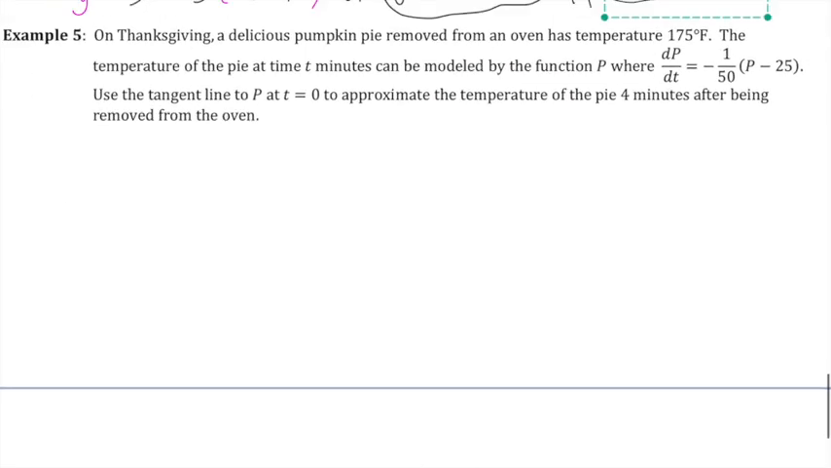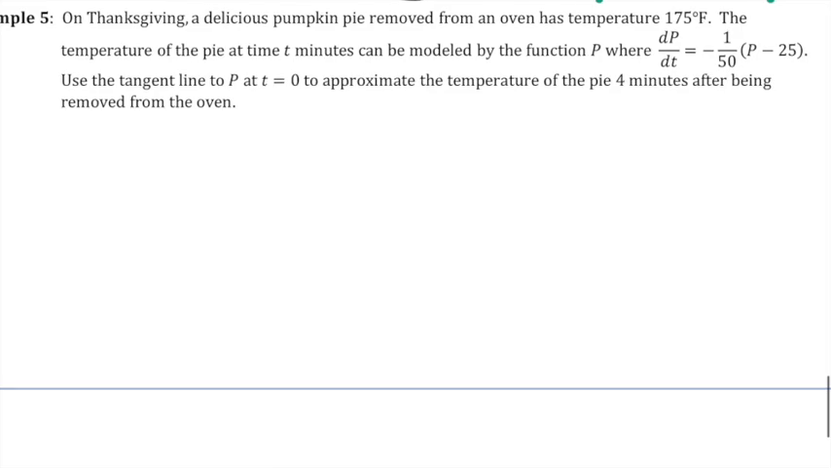The last question on example 5, it says, on Thanksgiving, a delicious pumpkin pie is removed from the oven. It has a temperature of 175 degrees. The temperature of the pie at time t minutes can be modeled by the function p, where the derivative of p is that. Use the tangent line at t equals 0 to approximate the temperature of the pie 4 minutes after being removed from the oven.